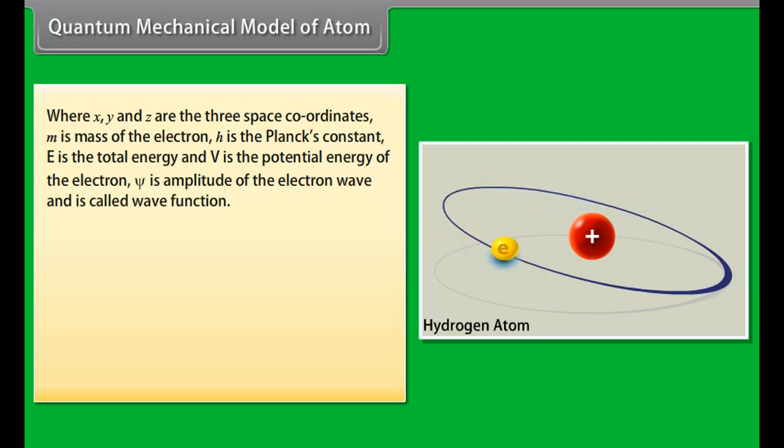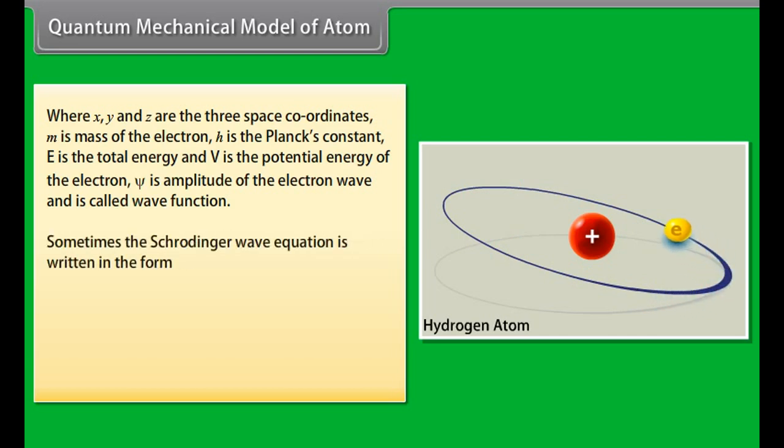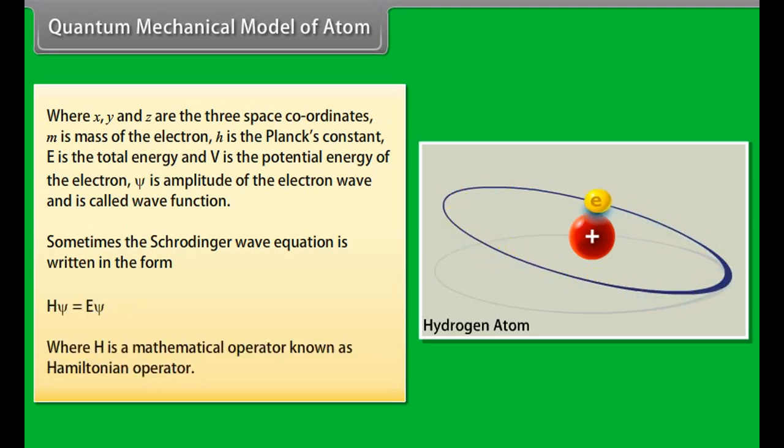Psi is the amplitude of the electron wave and is called the wave function. Sometimes the Schrödinger wave equation is written in the form Hψ = Eψ, where H is a mathematical operator known as the Hamiltonian operator.